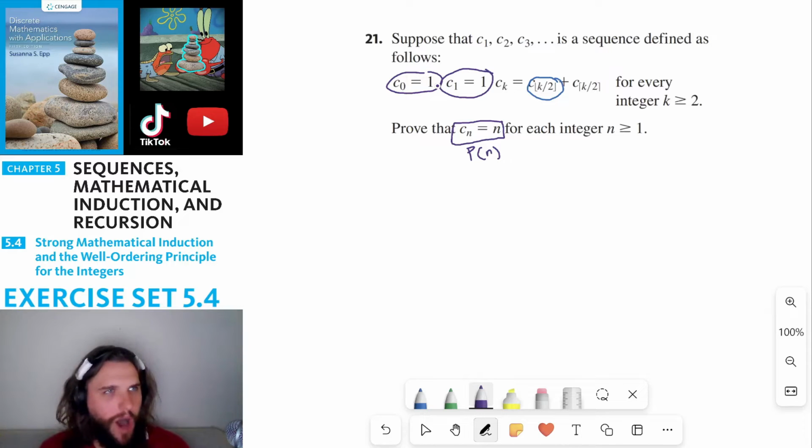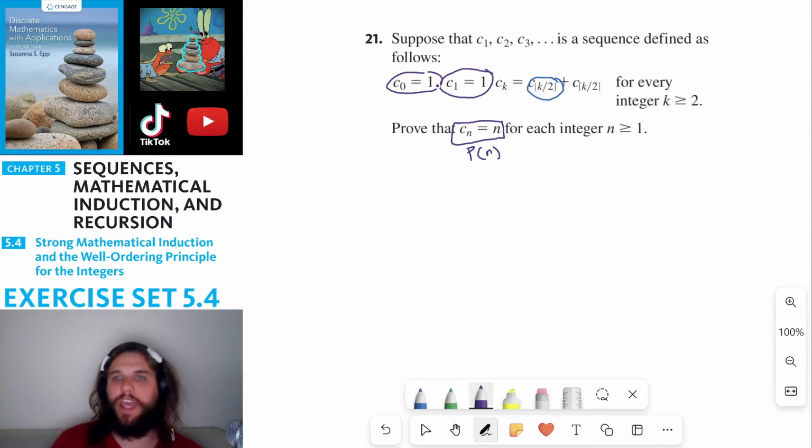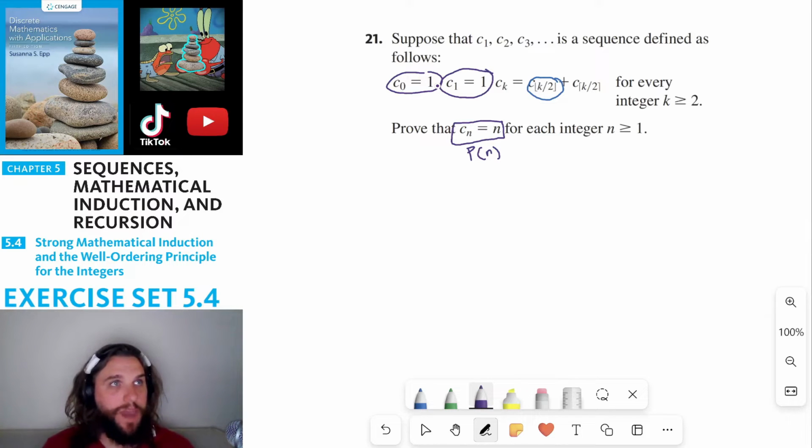But you'll see why we'll need two base cases more so when we get to the inductive step, where we'll need to split up our inductive step into two different cases. And those cases will be handled differently based upon this recurrence relation. But we'll get to all that once we get to the inductive step.